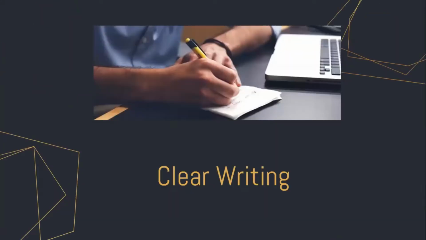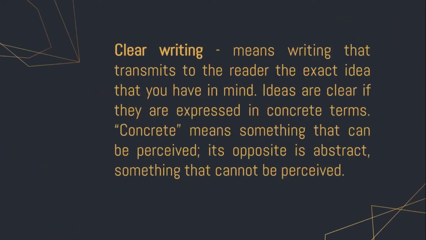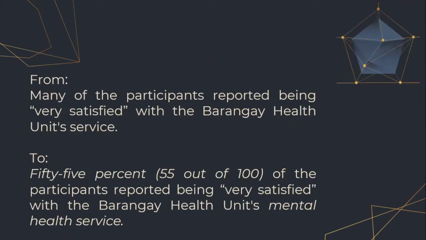Next is clear writing. Clear writing means writing that transmits to the reader the exact idea that you have in mind. Ideas are clear if they are expressed in concrete terms. Concrete means something that can be perceived. Its opposite is abstract, something that cannot be perceived. This means that you have to provide comprehensible information, which means that you have to provide accurate data in your findings. For example, one: Many of the participants reported being very satisfied with the Barangay Health Unit service.